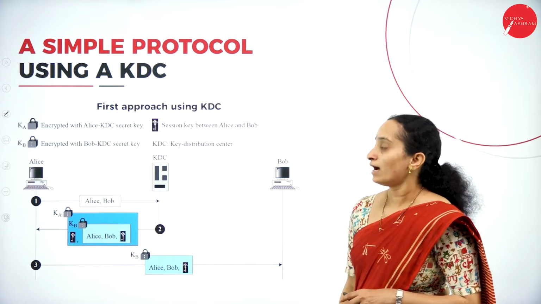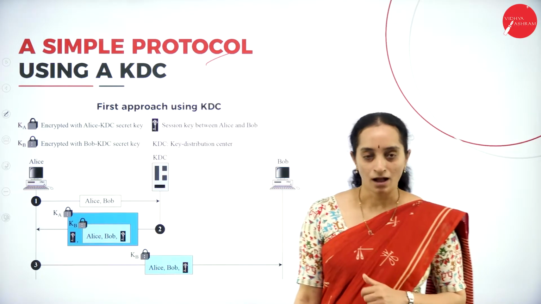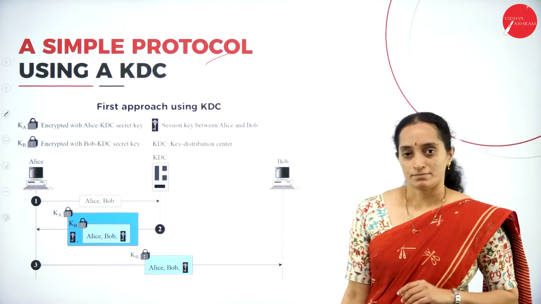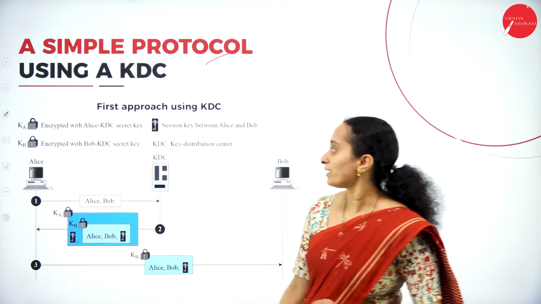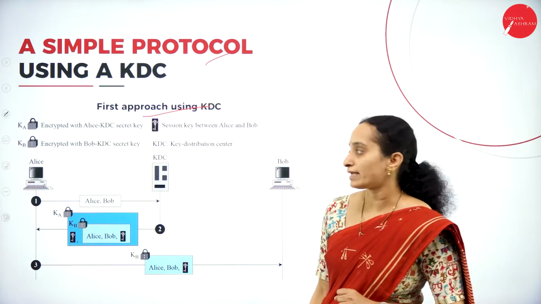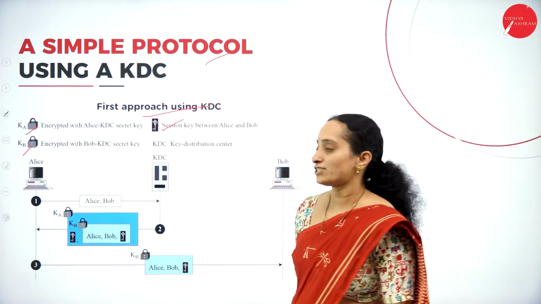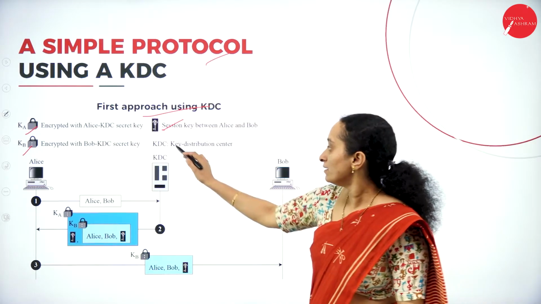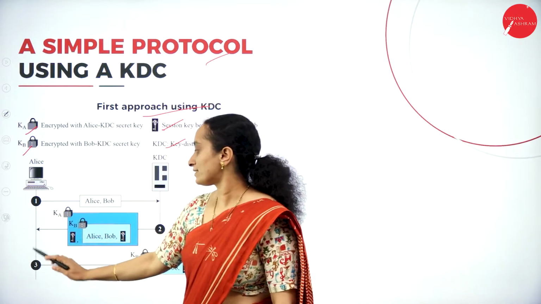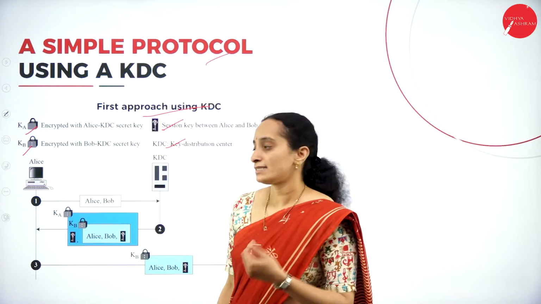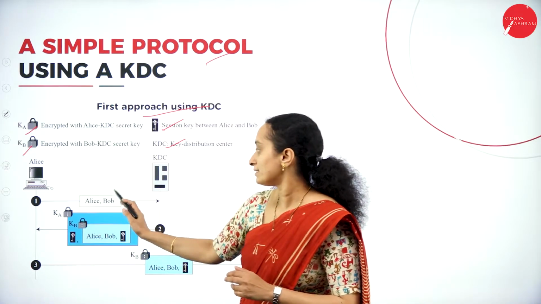Okay. Now we shall know about a simple protocol using a KDC. How do you manage the message distribution between the sender, the receiver and the KDC? So we have the first approach using the KDC. We use two keys, KA and KB, and a session key between Alice and Bob, and we have the key distribution center. So the first step is, Alice sends a request to the KDC along with her identity and Bob's identity.